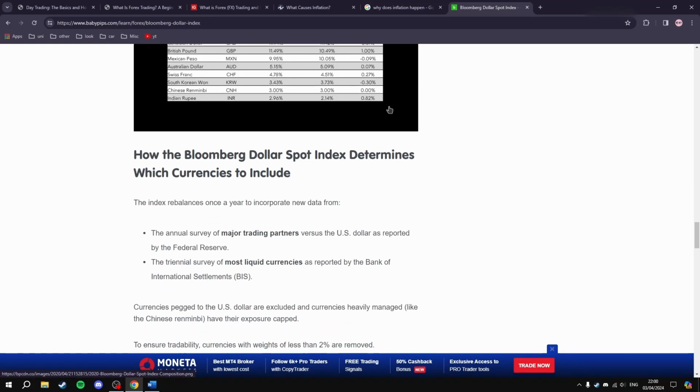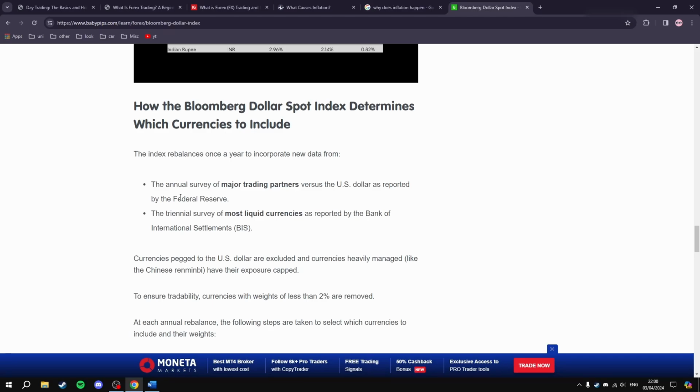How the Bloomberg dollar spot index determines which currencies to include. The index rebalances once a year to incorporate new data from the annual survey of major trading partners versus the US dollar as reported by the Federal Reserve. The triennial survey of most liquid currencies is reported by the Bank for International Settlements.